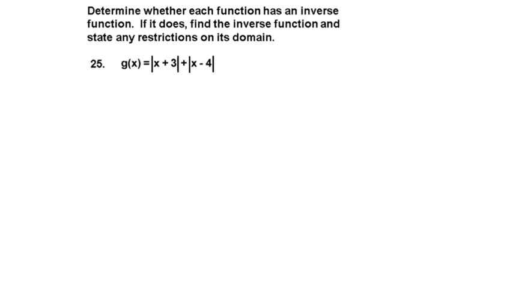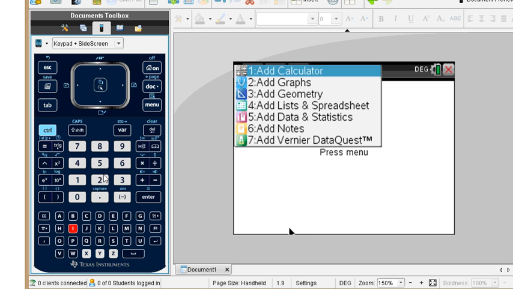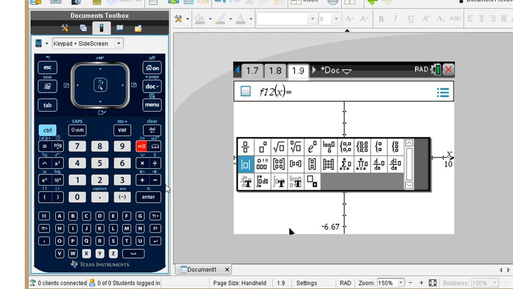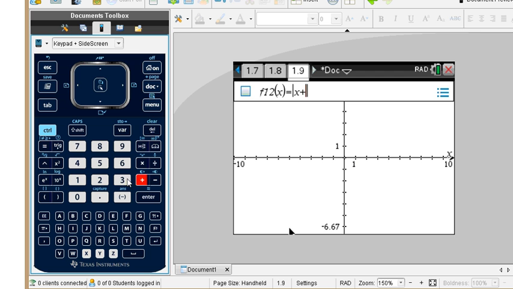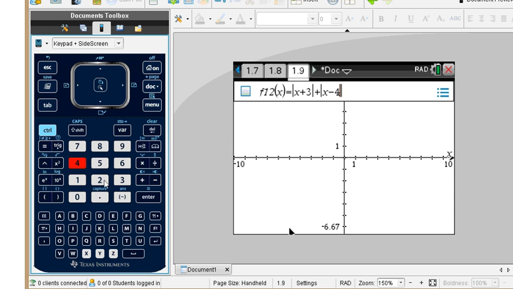Now the last exercise in this set is 25. We have g of x equals the absolute value of quantity x plus 3 plus the absolute value of quantity x minus 4. So if we go to control I, and graph, we get the absolute value right next to this 9. So we have x plus 3. Come out here and put plus absolute value of x minus 4. And graphing this, we do not see anything.